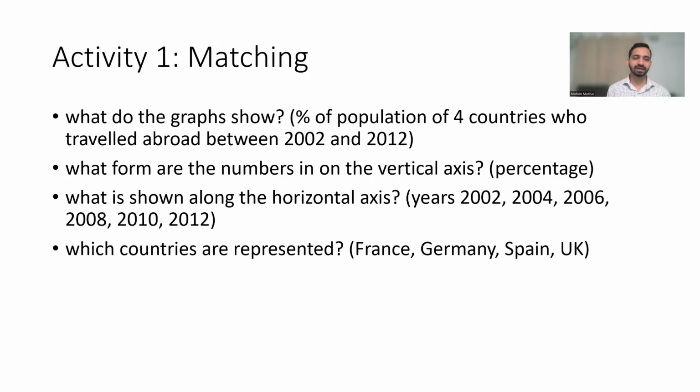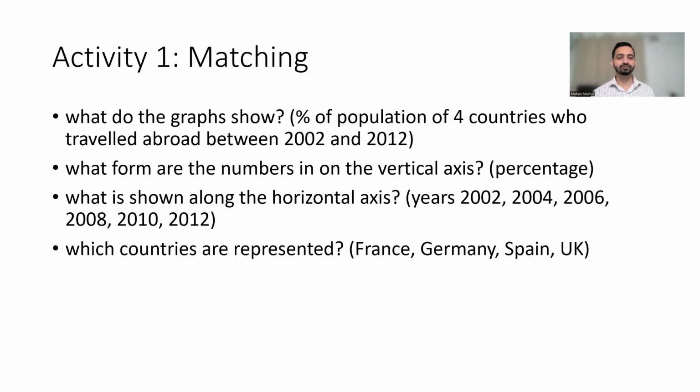All right, matching. The first activity, what do the graphs show? So first of all, you should understand what the graph is showing you. This is the first thing that you should look at. In this example, for example, percentage of population of 4 countries. I will show you the graph in a minute, but I just want to show you what are the things that you should be looking for in the start. So, for example, it could be percentage of population of 4 countries who traveled abroad between 2002 to 2012.